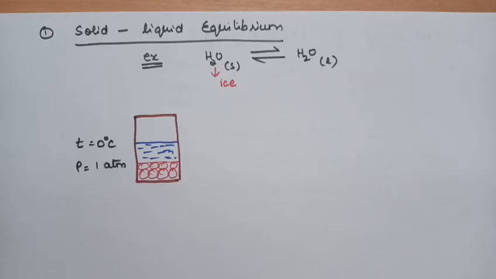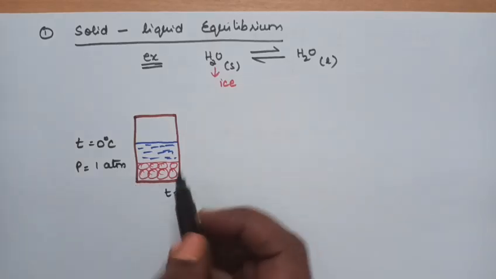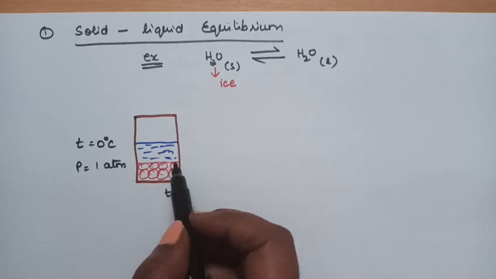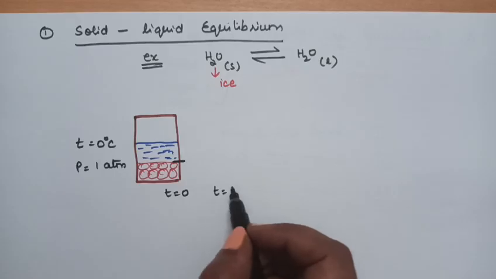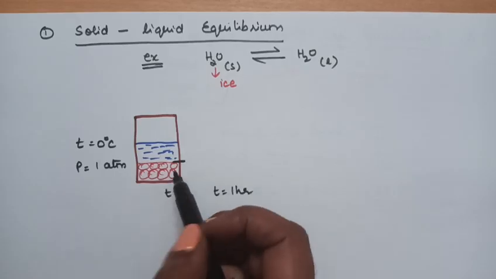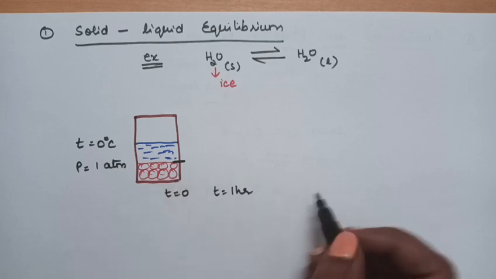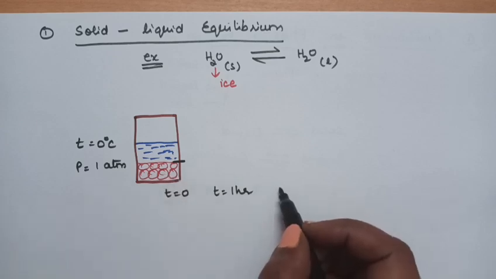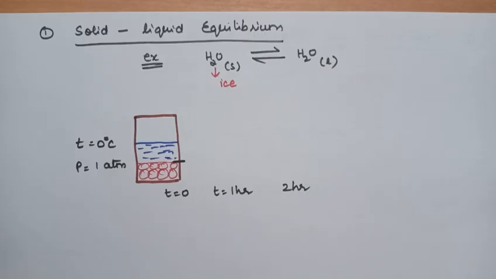So now what will happen is at time T is equal to 0, you measure the concentration. So concentration of ice will be this much and concentration of water will be this. And after 1 hour you observe the concentration. So concentration again it will be the same, there is no change. After 2 hours you check. So after 2 hours if you check, again it will remain the same. So why the concentration is remaining same here?